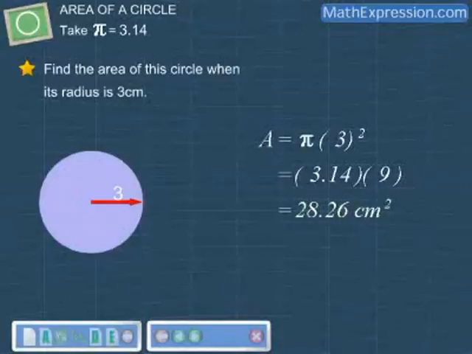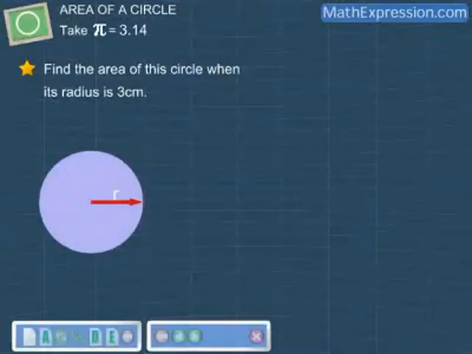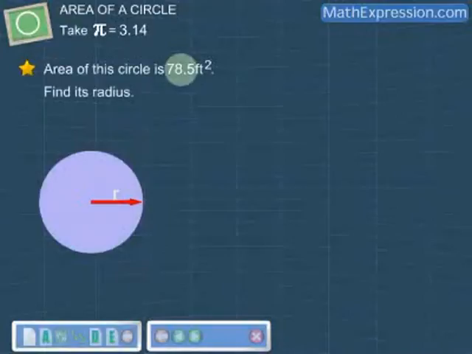Next example, given that the area of this circle is 78.5 square feet. Find its radius. Again, we start with the formula for the area of a circle, A equals pi r squared. Now, since the values for A and pi are given, we can find the radius by solving this equation for r. Here's how. Since the value of the area is given as 78.5 square feet, we can substitute A with 78.5.